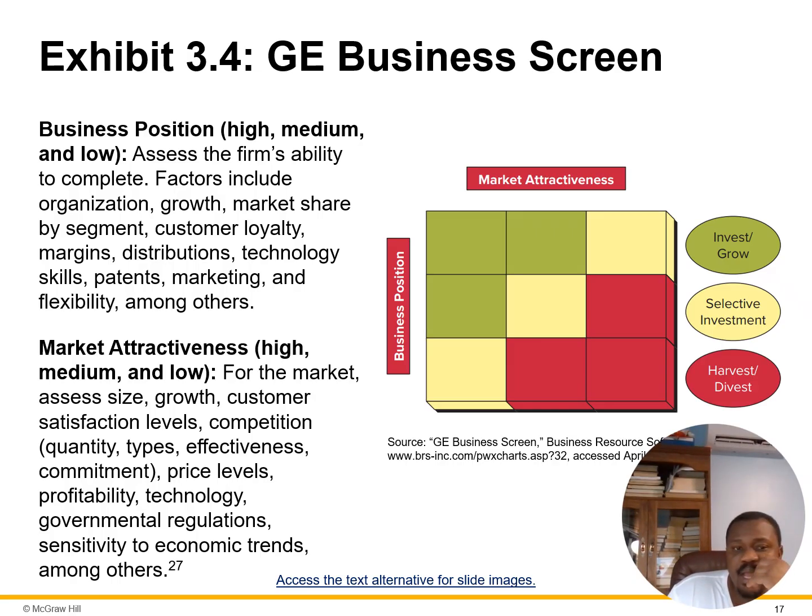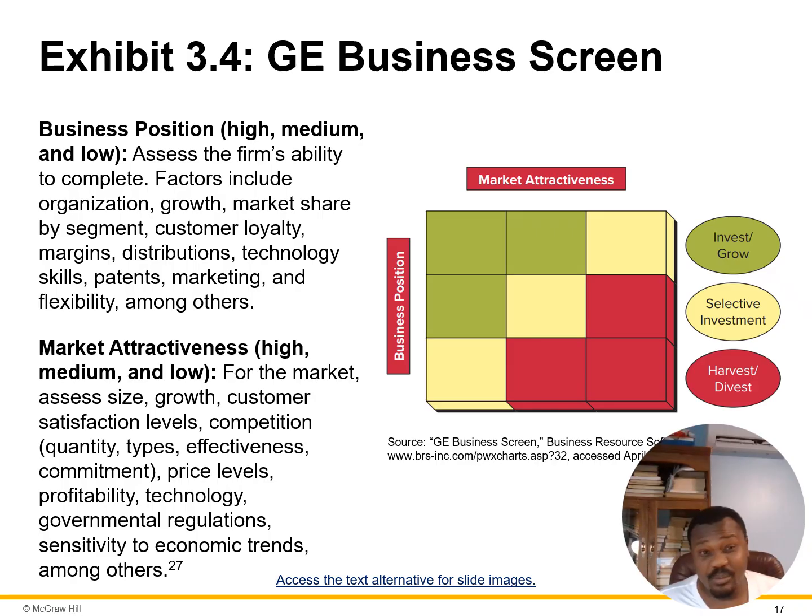So in a business position, you have high, medium, and low. We assess the firm's ability to compete. Factors include organization, growth, market share by segment, customer loyalty, margins, distribution, technology, skills, patents, marketing, and flexibility, among others.